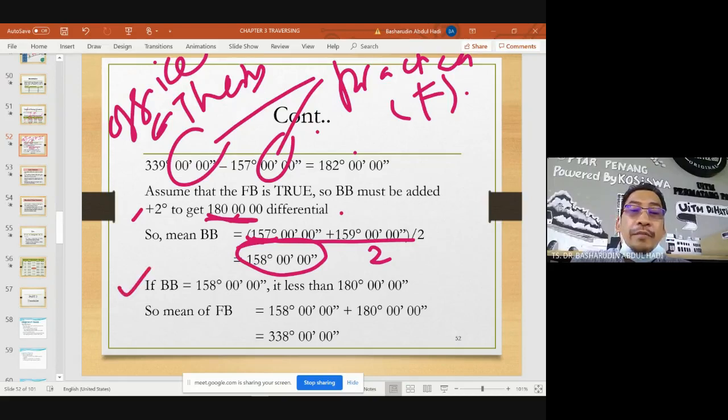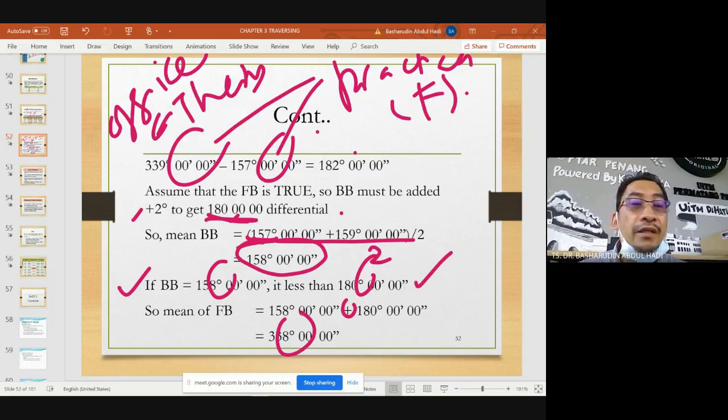And if your back bearing is 158 degrees and is less than 180 degrees, what we should do is we must add. So when you add this one and this one, you get 338 degrees 0 minutes 0 seconds.